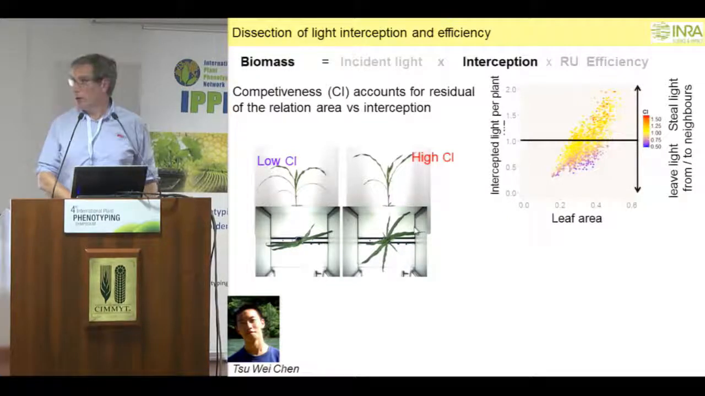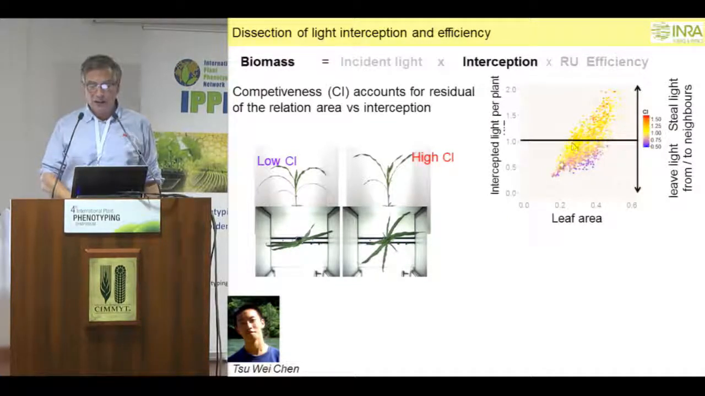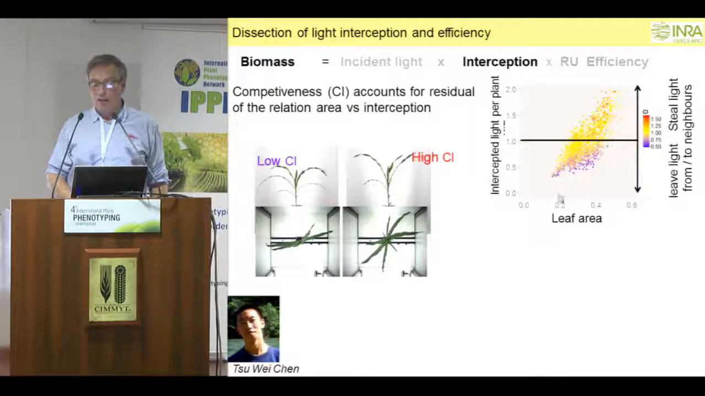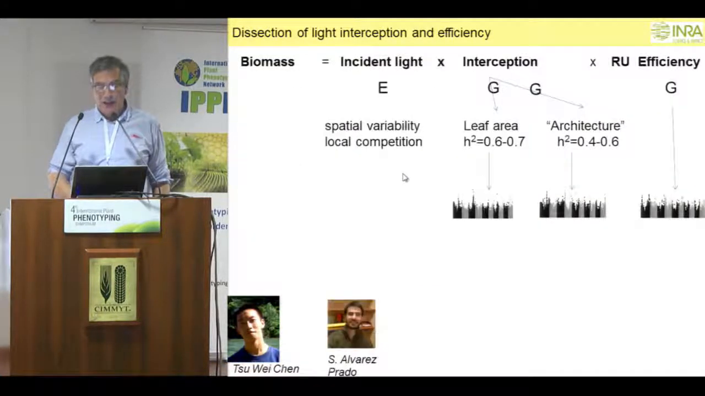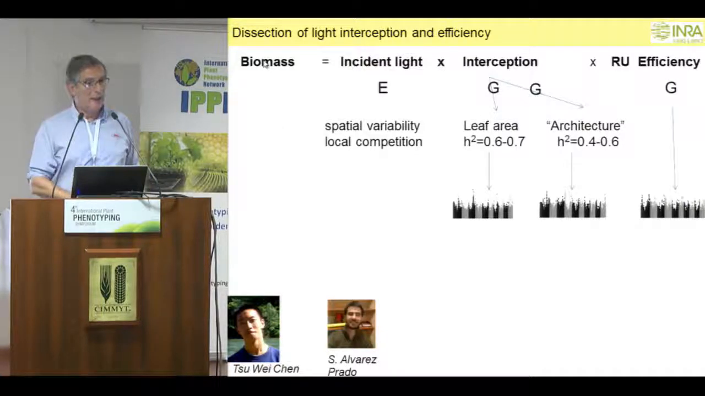This is more able to capture light, even in the field. And you can see that if we regress leaf area here and intercepted light, we have the same graph that I showed before, but it's better to be like that, so we are at the top of the cloud than like that. So finally we can dissect this Monteith equation.